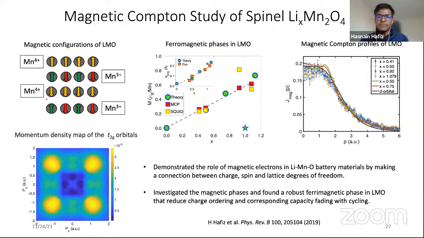So we have some issues here, and we try to use magnetic Compton scattering to understand this phase. And we actually found that we were able to visualize the manganese t2g orbital in this case, which can be used to investigate the change in magnetic phases at different lithium concentrations. And we found a robust ferromagnetic phase right next to this antiferromagnetic phase that reduced the overall charge ordering and corresponding capacity fading issues with cycling.